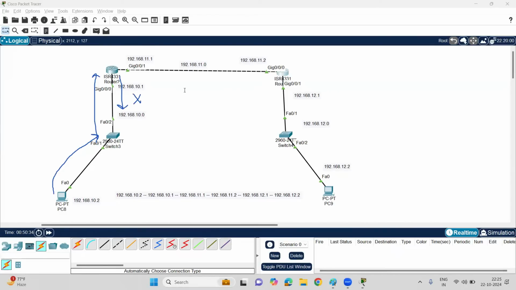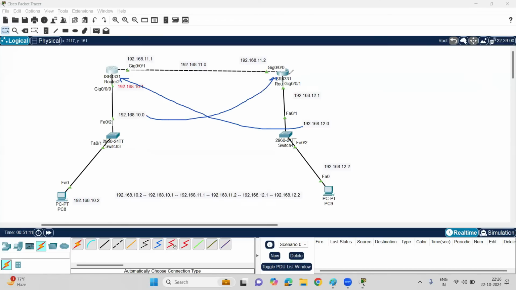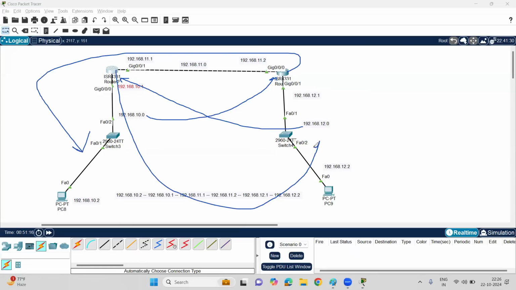Why? Because I'm not aware of 192.168.12.2, nor any PC of the network 192.168.12.0. Does this router have any information about these? No, sir. Because they are not available in the routing table. Why? Because this network is indirectly connected to this router, and this network is indirectly connected to this router. That is why this router cannot forward the data to this side, and this router cannot forward data to this side. Right or not, dear?